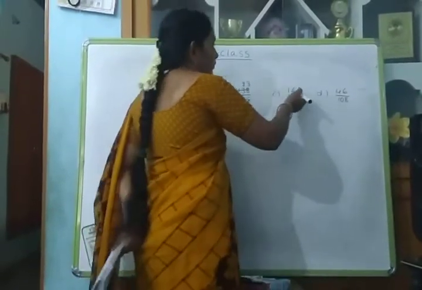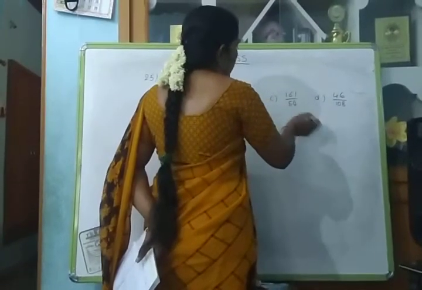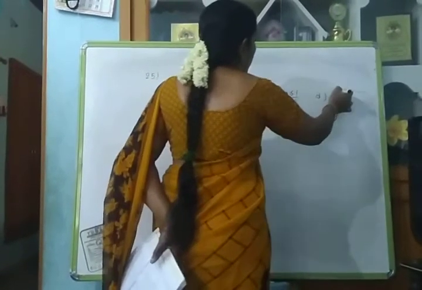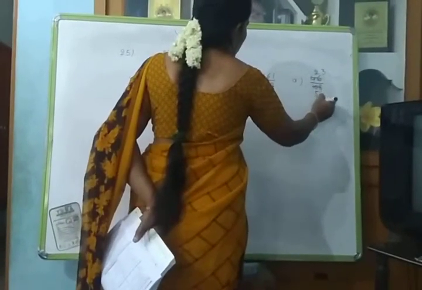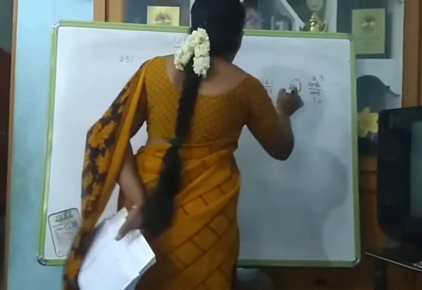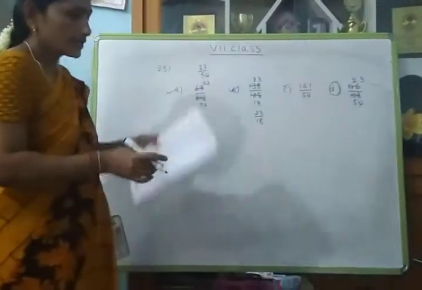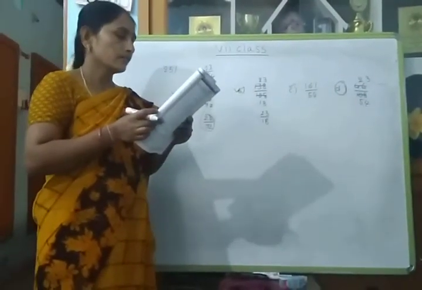Next one here. It is not possible to simplify, so it is also not equal. It is equal to the rational number: 2 2s are 4, 2 3s are 6, 2 5s are 10, 2 4s are 8. So it is equal. But they asked not equal. So A, B, C are correct.